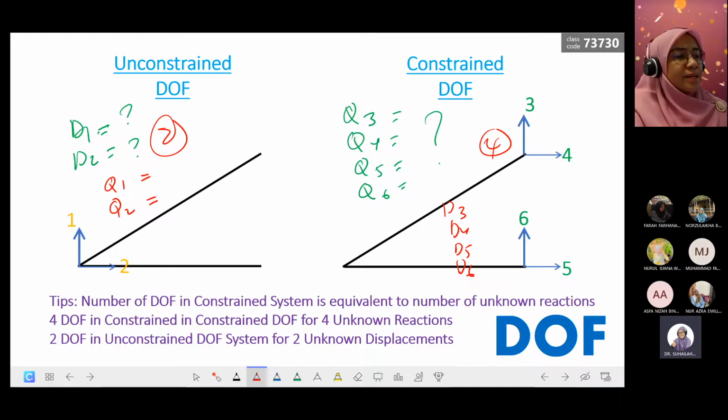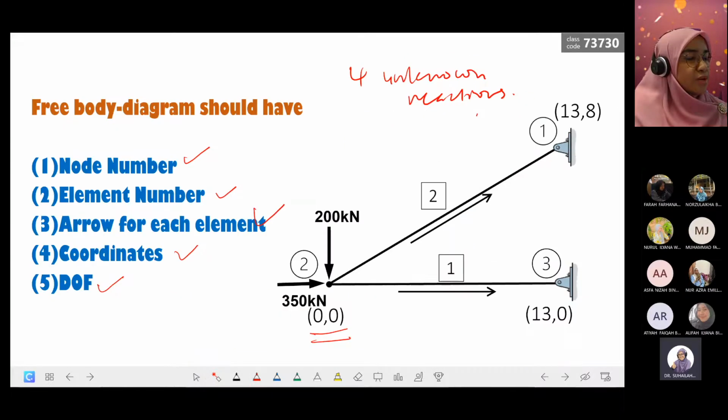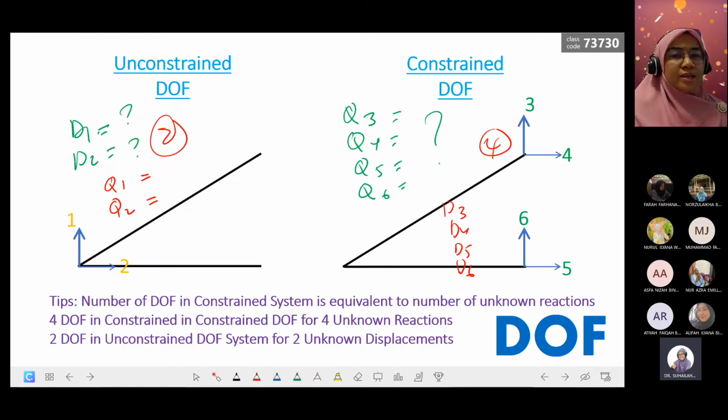So for unconstrained, if displacements are the unknown, Q will be a known value. Q cannot be unknown because the unknown Q are located in the constrained system. So if D1, D2 in the unconstrained system are the unknown displacements, for Q1, Q2 we must put the value. We need to refer back to the question. That is why we have to understand the meaning of Q.